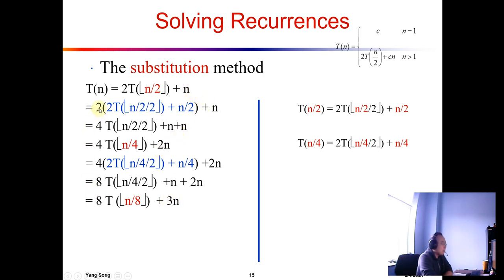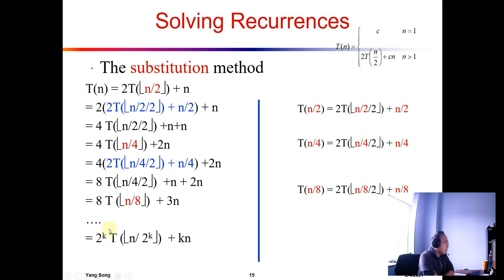And at the very beginning, we have 2, and then we have 4, and then we have 8. And for this term, n divided by 2, n divided by 4, n divided by 8. So we can continue to solve n divided by 8 and like this. But if you have already seen this pattern, how about we just replace the 2, 4, and 8 with a pattern.